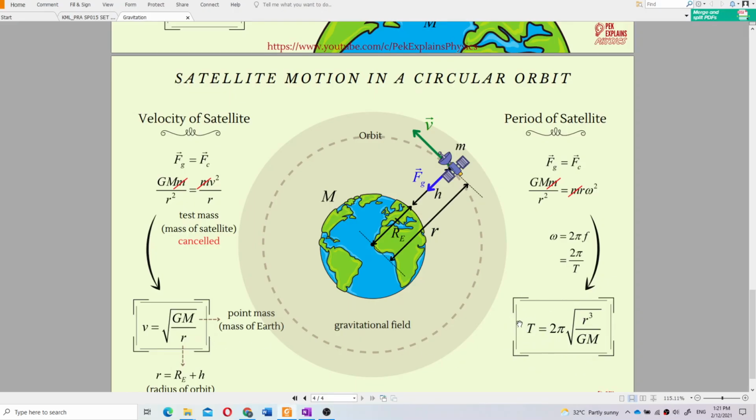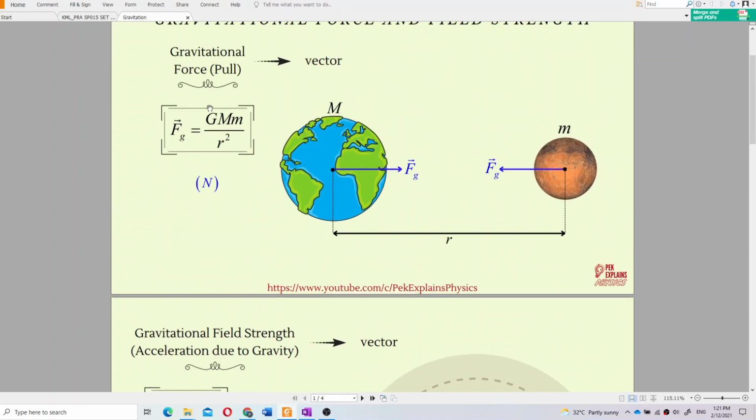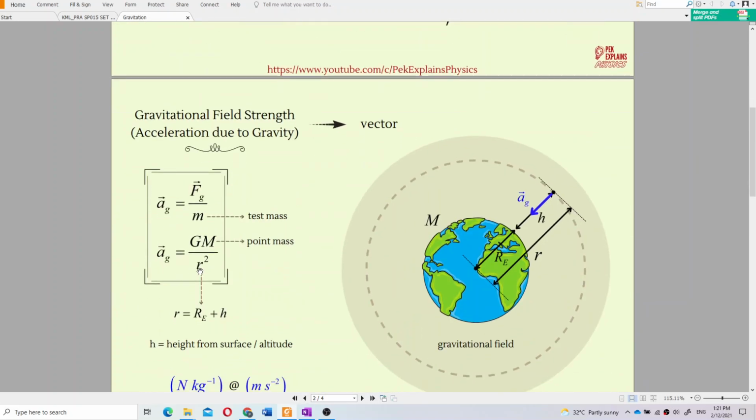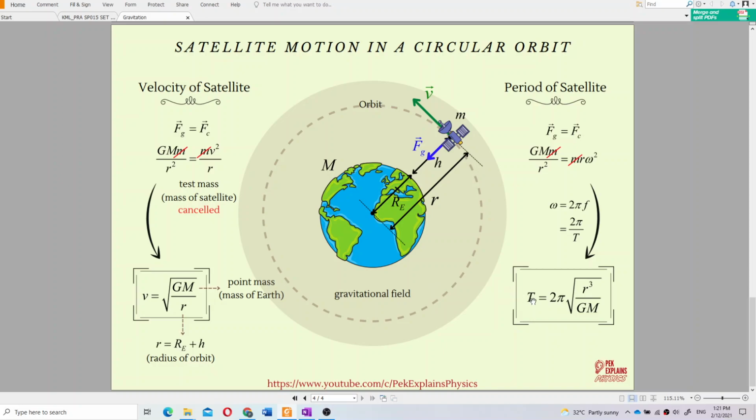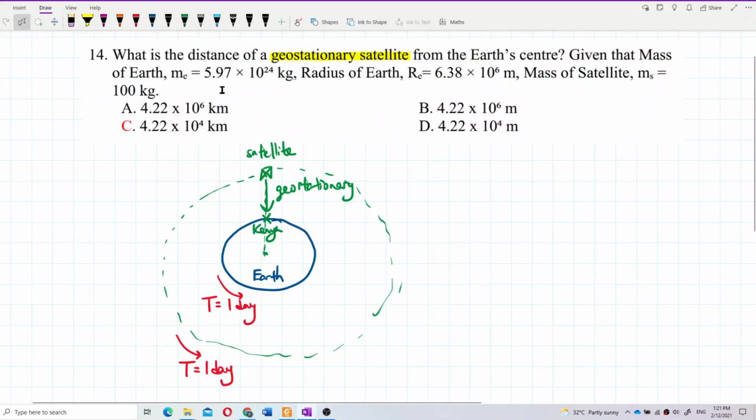You see, if you use period, you also can find the r. Not necessarily have to use the gravitational force or gravitational field strength to find the r. You also can use period. Use this formula, 2 pi square root r cubed over GM. Okay, so that's it for these questions.